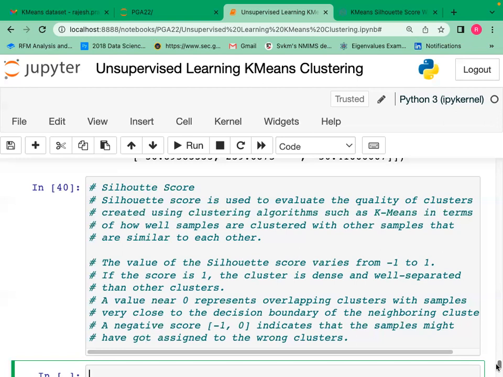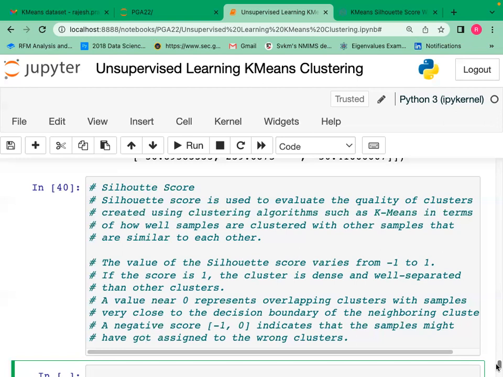Generally, if we get 0.5 above, then it is a good cluster formation. If it is closer to 0, then we can say the clusters are very close. 0 indicates overlapping. So we want Silhouette score as close to 1 as possible. A good Silhouette score in my experience is above 0.5. If you get above 0.5, your cluster quality is good.